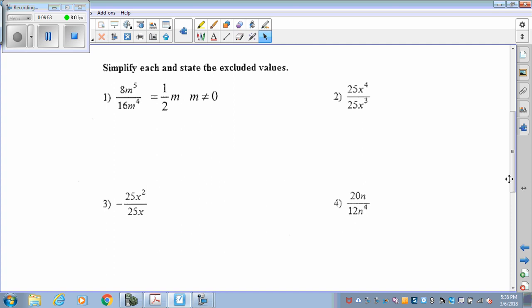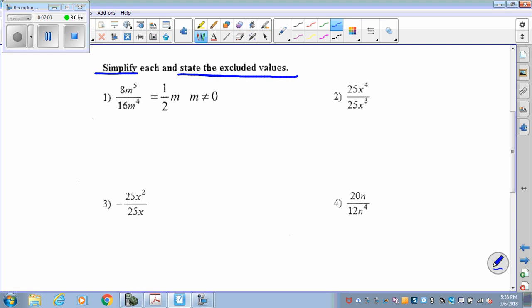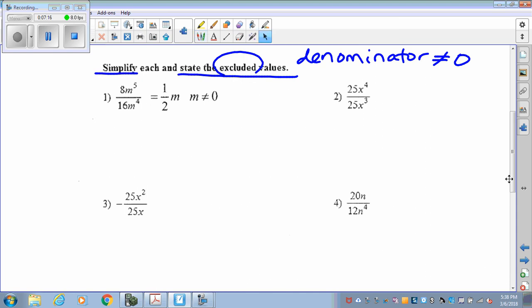So, good old simplifying. Simplify. And then we're also going to state the excluded value. We have to make sure the denominator cannot equal 0. That would be bad. That's impossible. That's an error. So looking at this example, I have 8 divided by 16, and that reduces to 1/2.